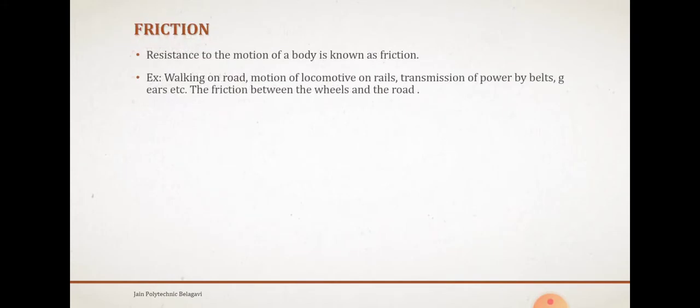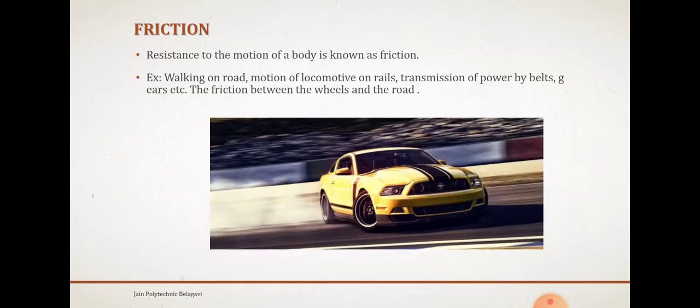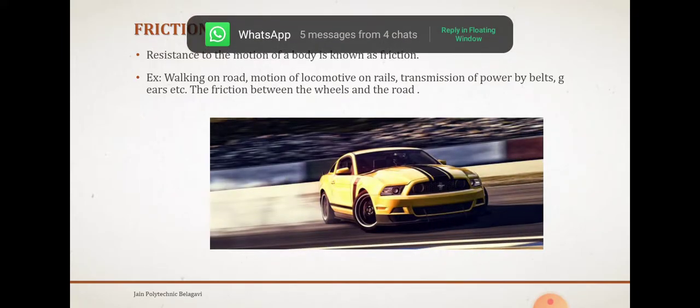So this is the definition. Resistance to the motion of the body is known as friction. It will oppose the motion of the body by providing friction between that part and the surface. For example, I have given here walking on the road, motion of the locomotive rails, transmission of power by belts, or the friction between the wheels and the road. So these are some of the basic examples and the definition of friction.